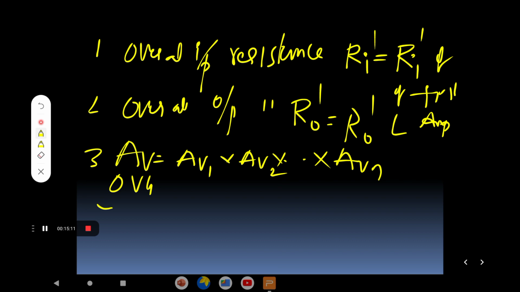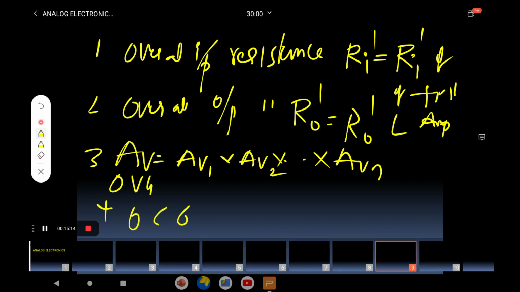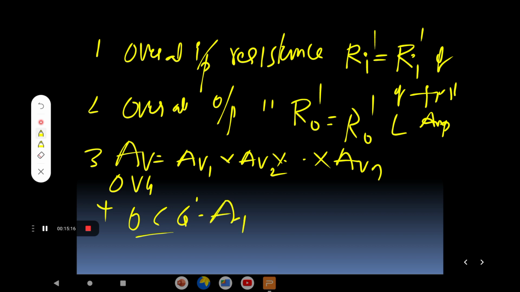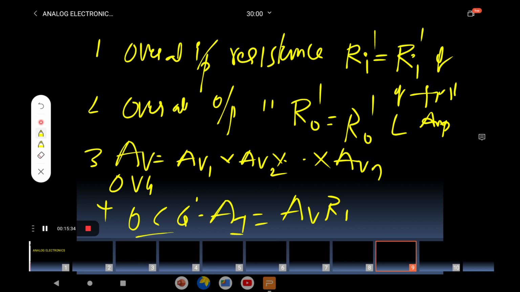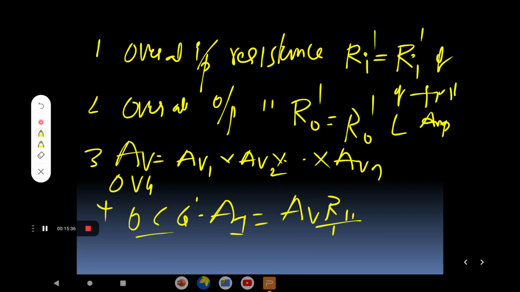And the fourth one is the overall current gain, AI. How are we calculating this one? It is the voltage gain AV into RI1 by RLN dash, where RLN dash is the load resistance of the nth stage.